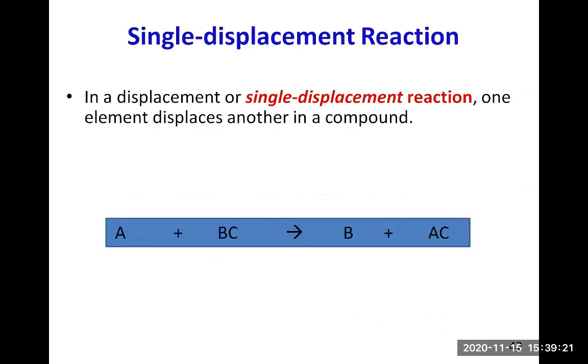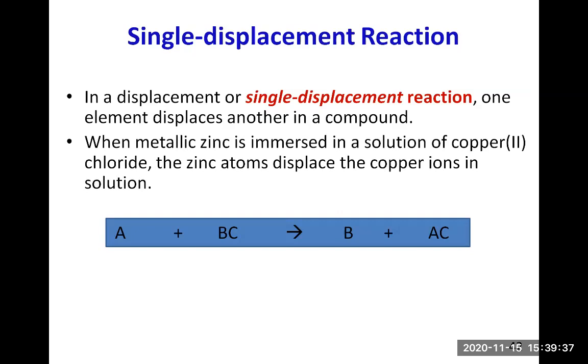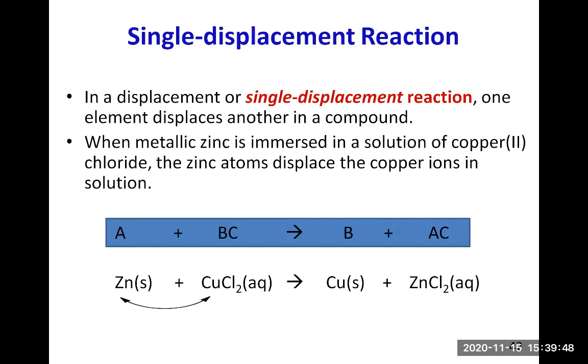Single displacement reactions. In a displacement or single displacement reaction, one element displaces another in a compound. So they are of the form A plus BC gives B plus AC. For example, when metallic zinc is immersed in a solution of copper 2 chloride, the zinc atom displaces the copper in the solution. So that's the chemical equation that corresponds to this.